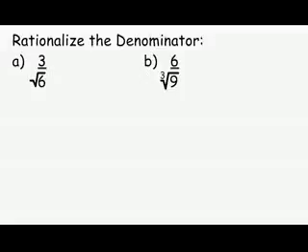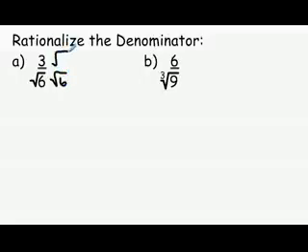In this example, we're going to rationalize the denominator of two different types of fractions. In the first one, we've got a square root in the denominator. Now typically, when we have a square root in the denominator like this, 3 over the square root of 6, we would multiply both the numerator and the denominator by whatever radical is in the denominator. In this case, we're going to multiply by the square root of 6 over the square root of 6.